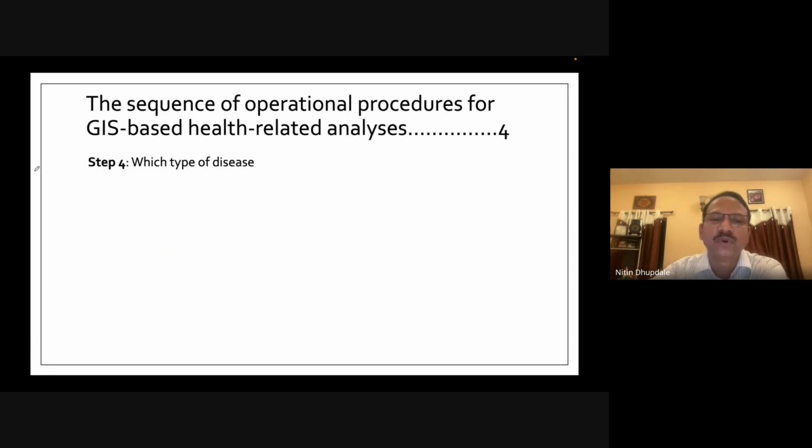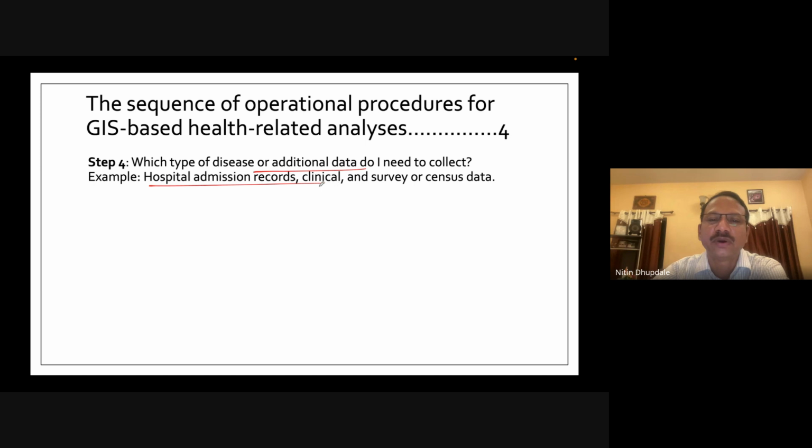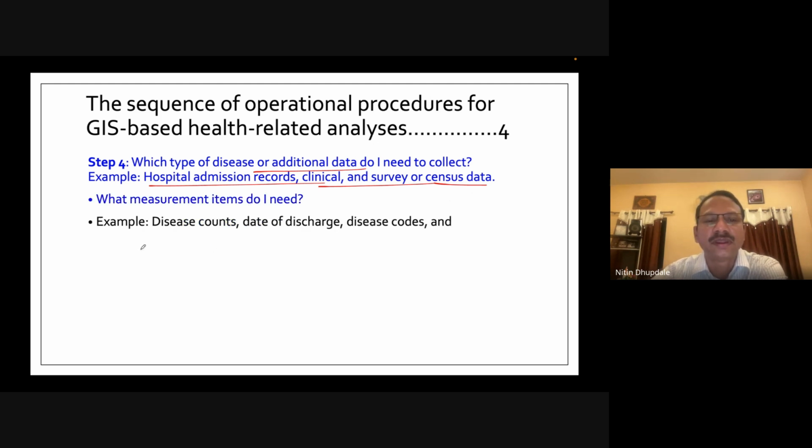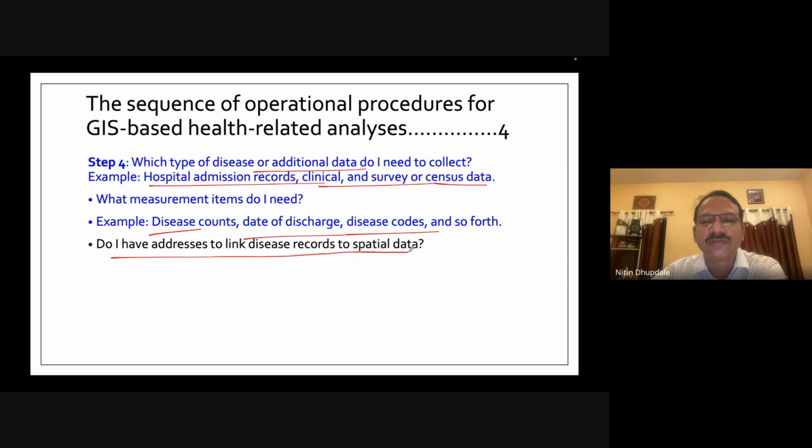So step 4 is what additional data you need, whether you need some hospital records, clinical data, census data. So that data also needs to be obtained. For example, disease count, date of discharge, disease code, so other data needs to be obtained. And whether you have addresses of the data is very important.